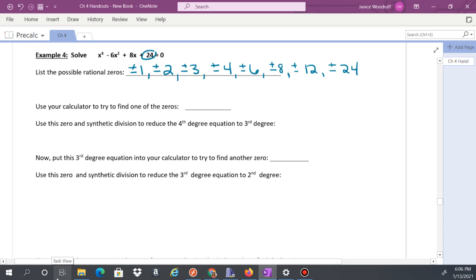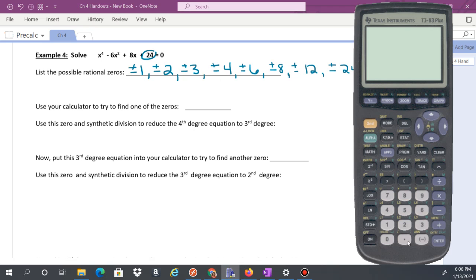Okay, now we want to find one of these. Just one. You only need one to start finding all of your zeros. So here you could plug them in algebraically, but again, the easy way is put it in your calculator. So I'm going to put this in my calculator.